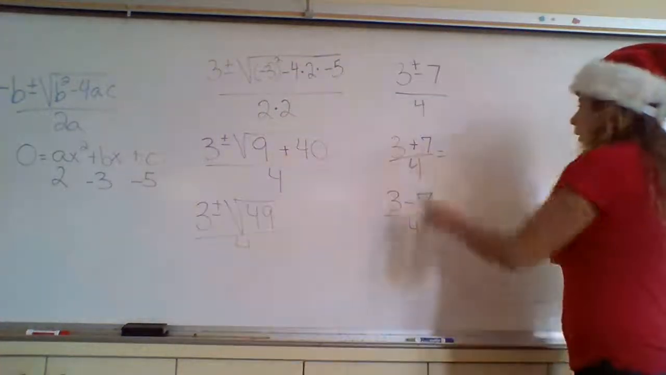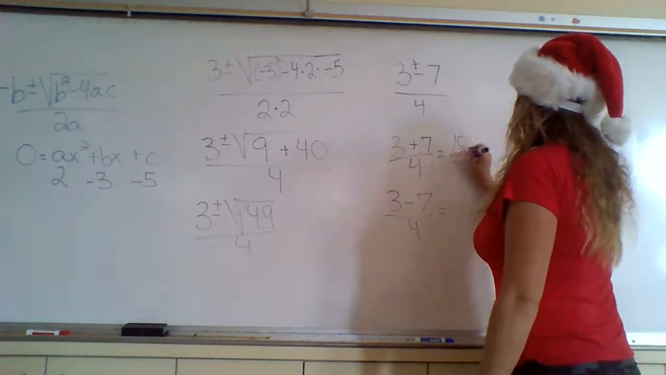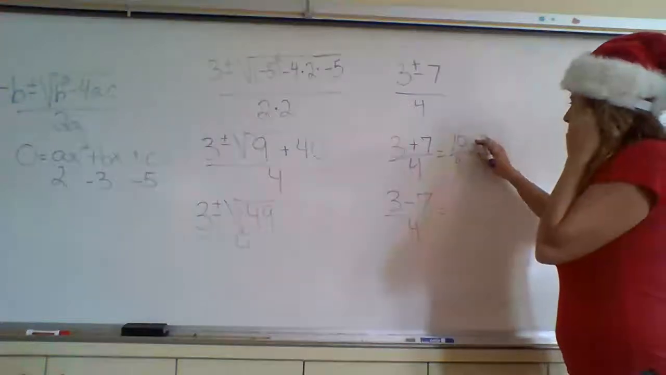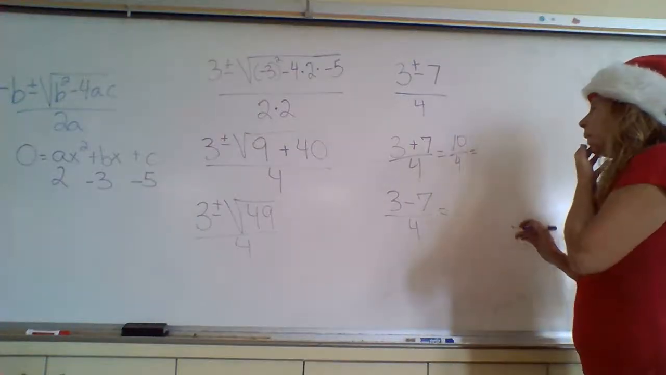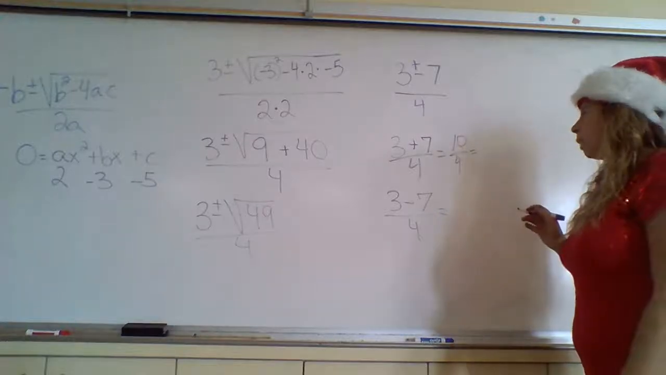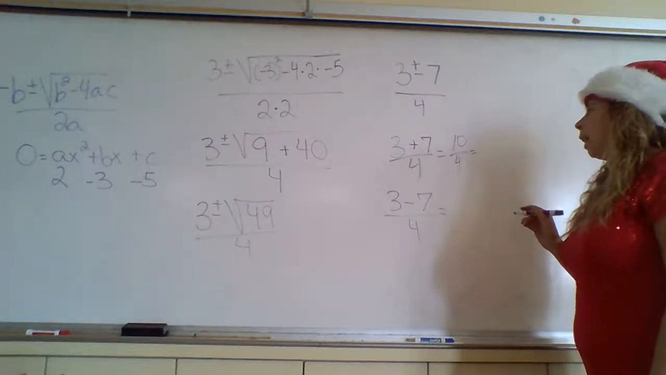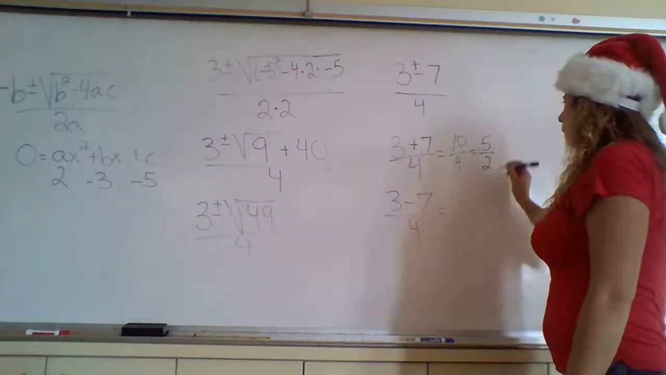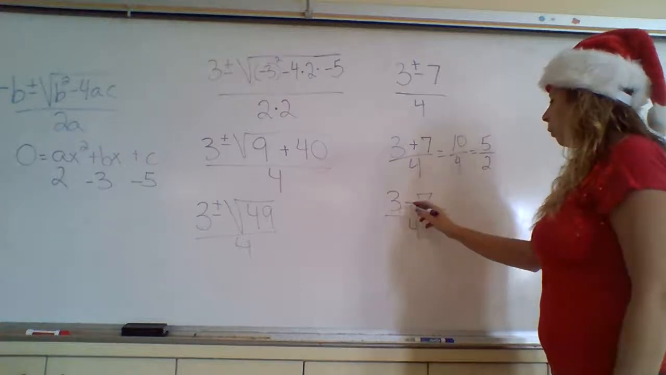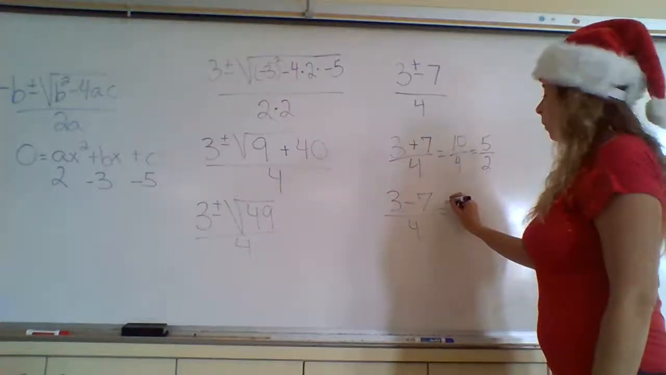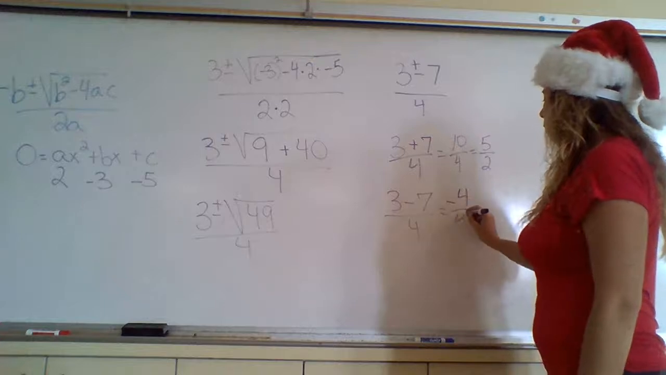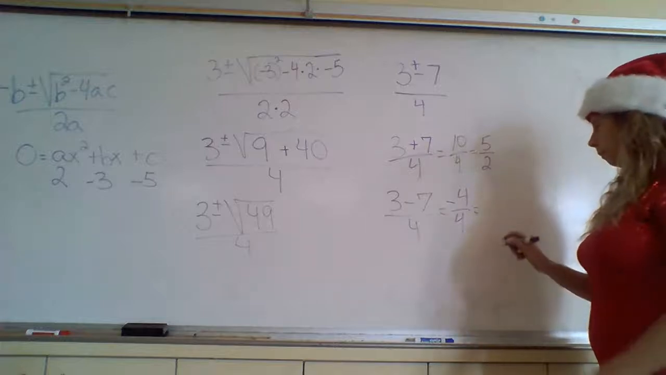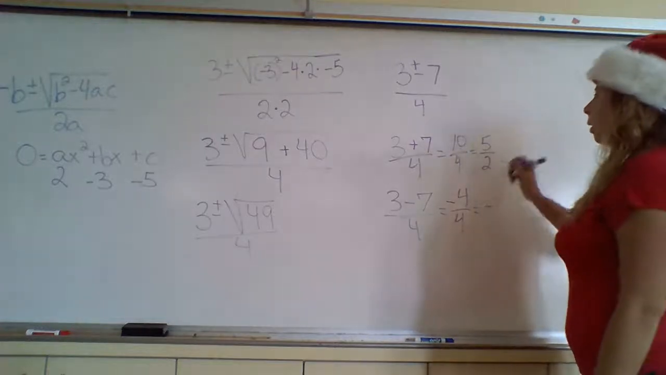Okay. This is 10 over 4. Don't turn it into a decimal, but reduce your fraction. How can I reduce this fraction without turning it into a decimal? I can divide both by 2. This is the same thing as 5 over 2. All right, so that's one answer. Your other answer, 3 minus 7, is negative 4 over 4. What's negative 4 divided by 4? Negative 1.